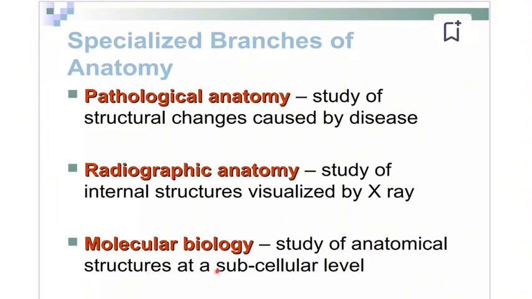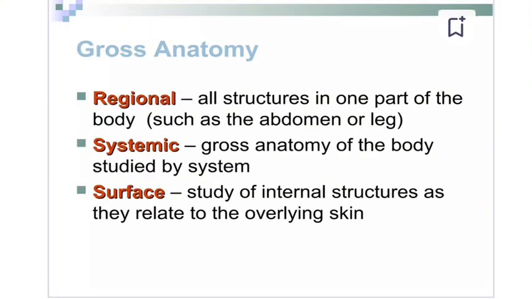Okay, so the first one, gross anatomy. Gross anatomy can further be divided into three regions. We have the regional, the systematic or systemic, then the surface anatomy. Regional anatomy simply is the study of structures located in various regions of the body. So you can have head and neck, upper limb, the thorax, the abdomen, the pelvis, the perineum, and then the lower limbs.